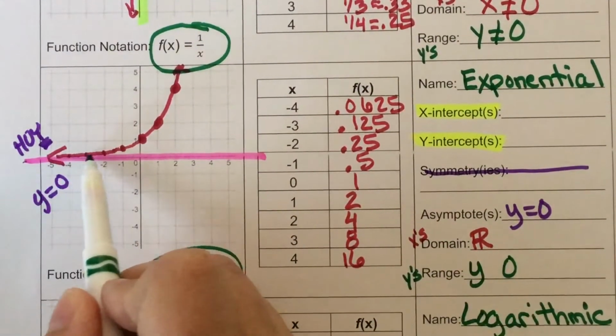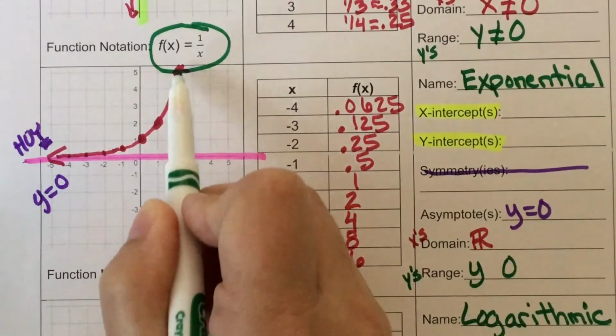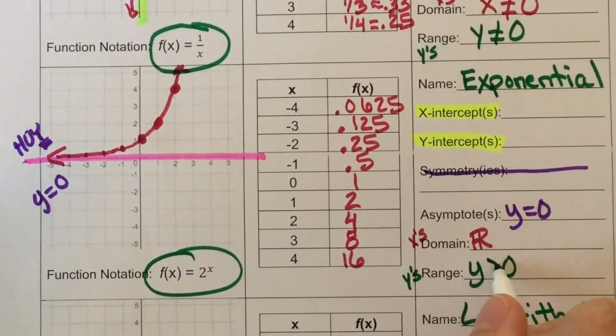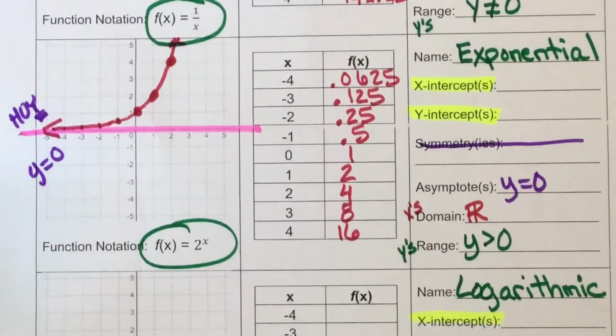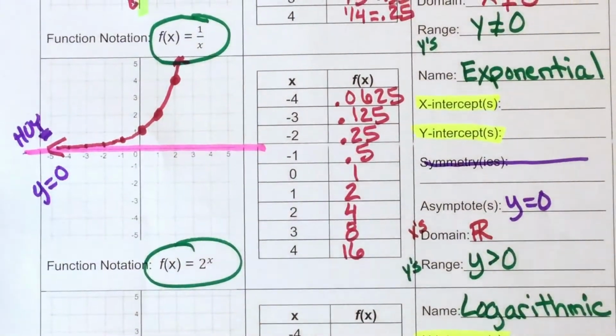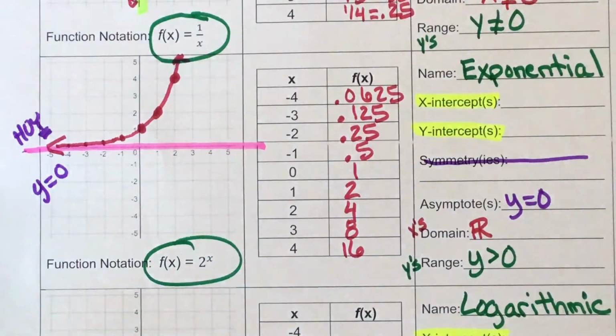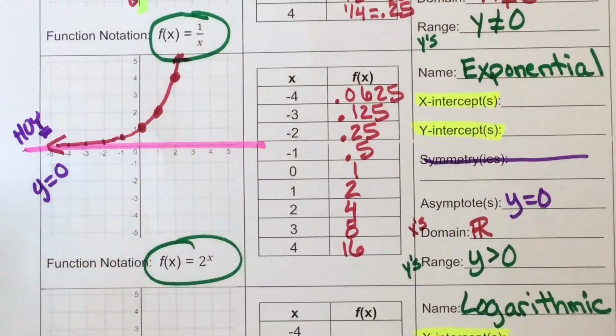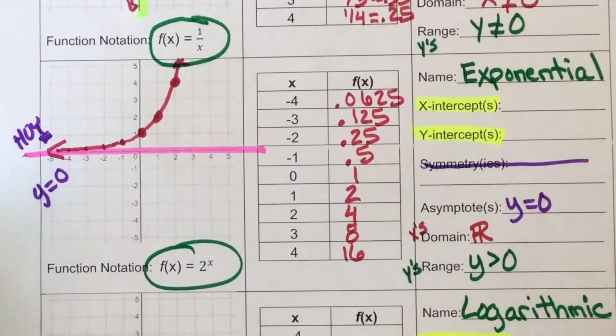So when you go this way, you're going up and up and up. So y's get greater. So your range is y is greater than 0. These are just some things that you're probably just going to have to study.